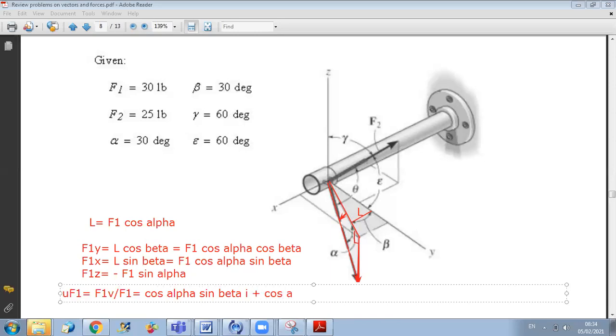Plus cosine alpha cosine beta, along J. And along K, it's minus sine alpha. So this method will tell you that if I know two angles, one of projection on one plane and another angle with one of the two axes, I can find the unit vector.